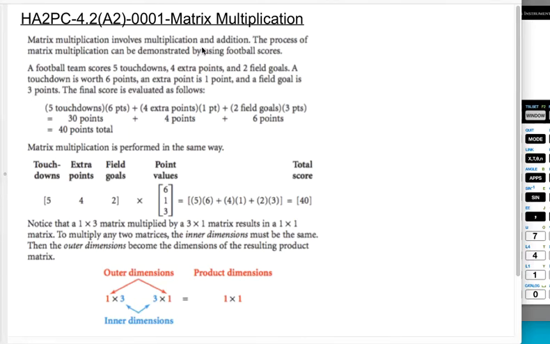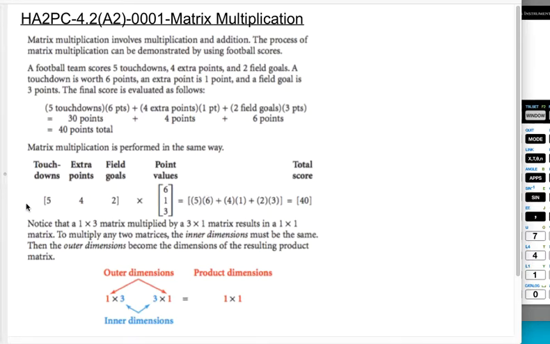So they use football to demonstrate this. They say a football team scores 5 touchdowns, 4 extra points, and 2 field goals. And respectively, those are worth 6 points, 1 point, and 3 points. So to figure out how many points are scored, essentially you would do 5 times the 6, the points from touchdowns, 4 times the 1, the points from the extra points, and 2 times the 3, the points from field goals.